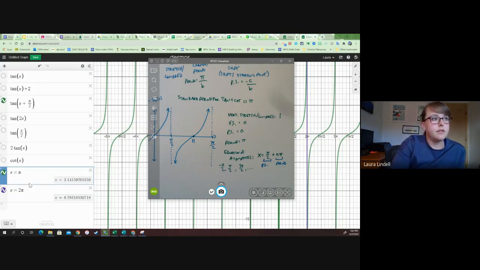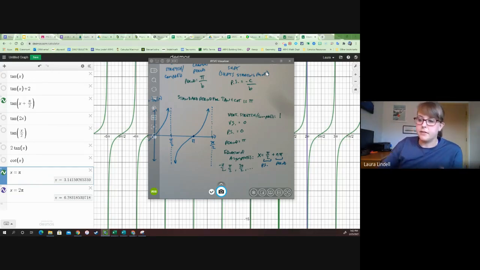In this case, if we were using the function tangent of x plus pi over 2, then your equation of asymptotes would just be x equals n pi, or you could do n pi plus pi, because that would be the same thing. Okay, so that's pretty much everything we need right now about graphing tangent and cotangent.